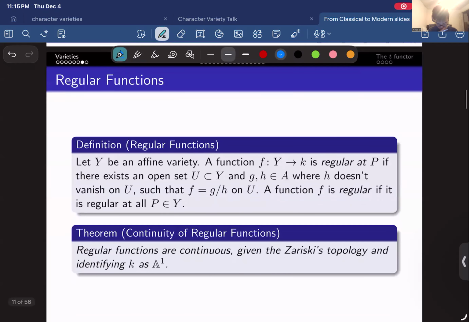And so I want to define regular functions. Let Y be an affine variety. Consider a function from this affine variety to k, where I put the Zariski topology on k by saying k is the same as A1. This function is regular at a point in Y if there exists an open set U in Y and g, h in A, the coordinate ring, where h doesn't vanish on U, such that f is locally a quotient of these two elements. A function is regular if it is regular at all points in Y. And you can actually see that in the Zariski topology, regular functions are continuous.